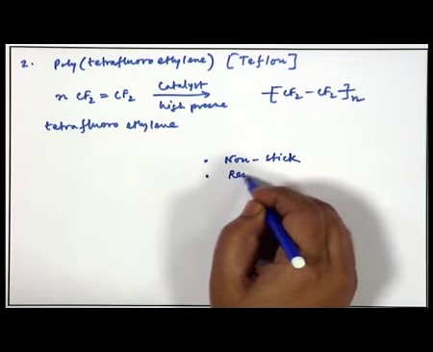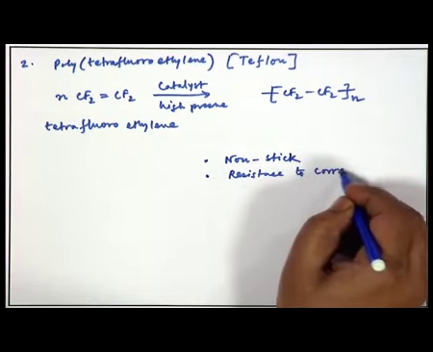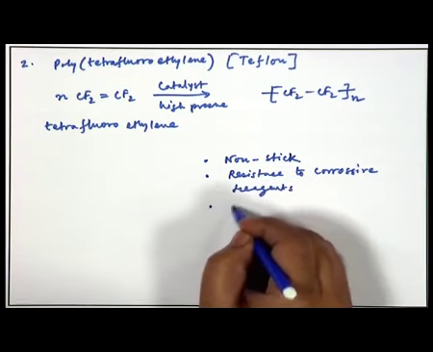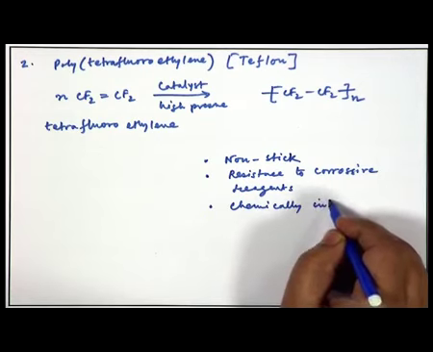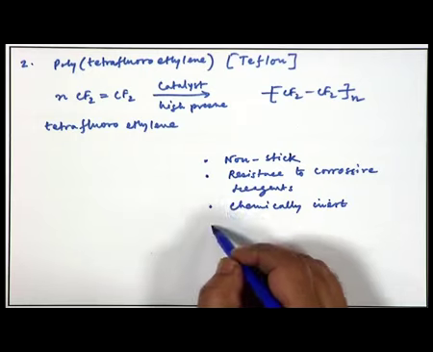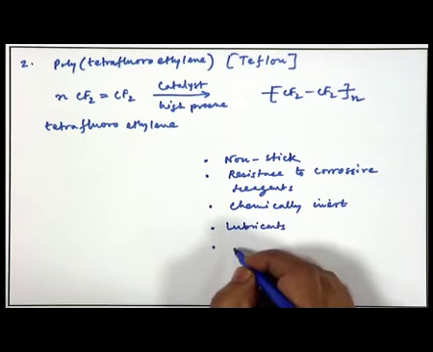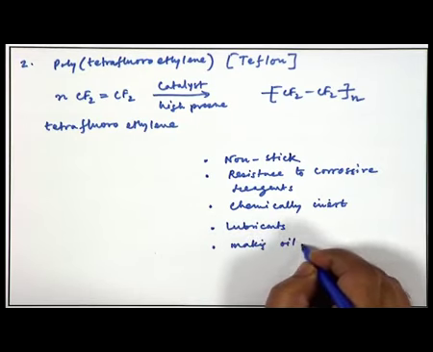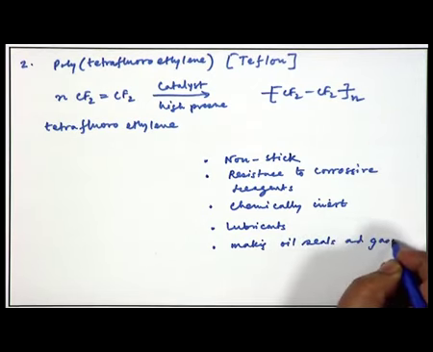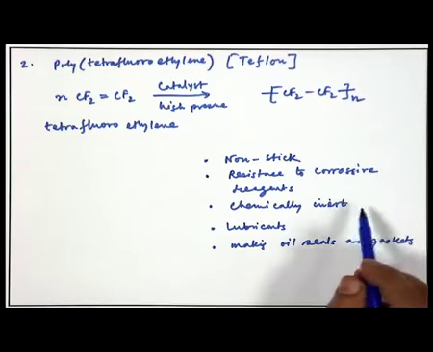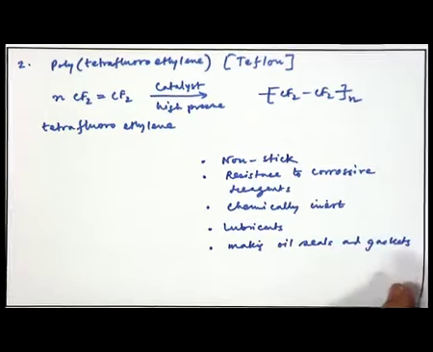So, basically it is resistant to corrosive chemical reagents, chemically inert, and it is also used as a lubricant. So, it is low friction, so it can be used as a lubricant as well, and also in making oil seals and gaskets. This is a very important polymer. All the non-stick utensils we use have a coating of polytetrafluoroethylene or Teflon, and because it is chemically inert and resistant to corrosive agents, it can be used as an oil sealant and in gaskets. We are talking about addition polymers.